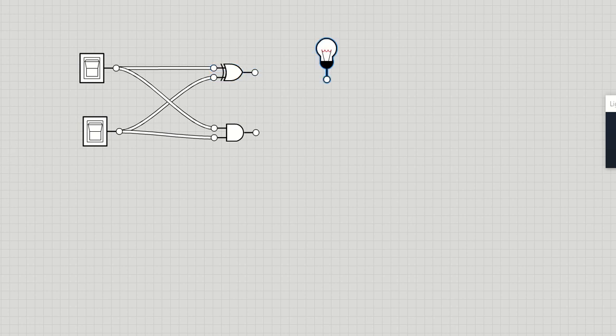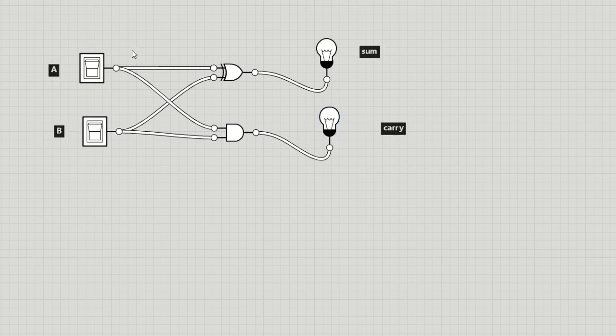Here the light bulb is there to show the output. If 0 0 is the input, sum equal to 0, carry is also 0. If 1 0 is the input, sum equal to 1 and carry equal to 0. If 0 1 is the input, sum equal to 1, carry is 0. If both the inputs are 1, the sum is 0, the carry is 1.